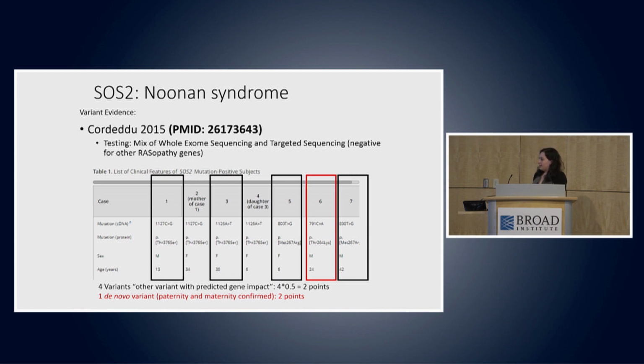The 4 variants that are boxed here in black are variants that we ended up scoring as other variant with predicted gene impact. So the standard score for those is half a point. And so with 4 of those, we came up with 2 points total. There is 1 variant here boxed in red that was de novo, and they confirmed paternity and maternity. And so that was scored more points. That was scored 2 points for a de novo variant.